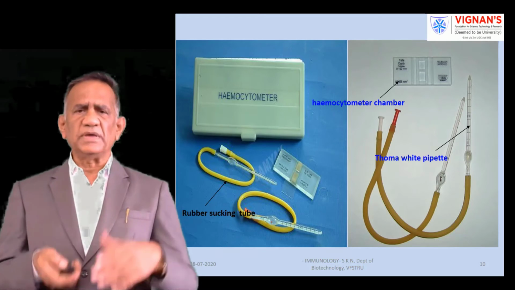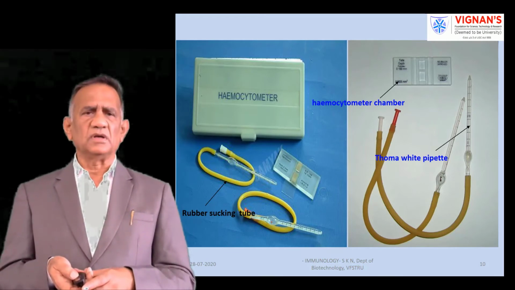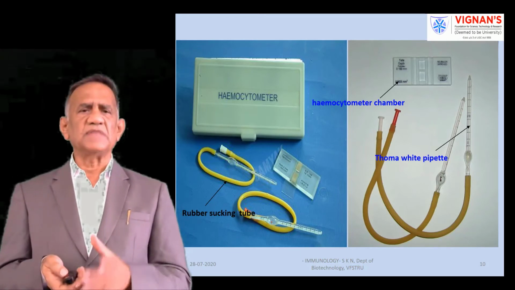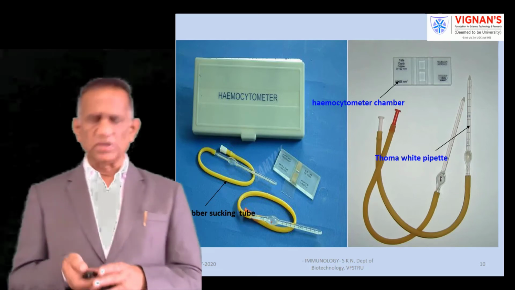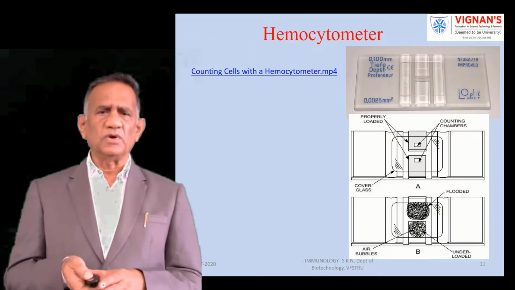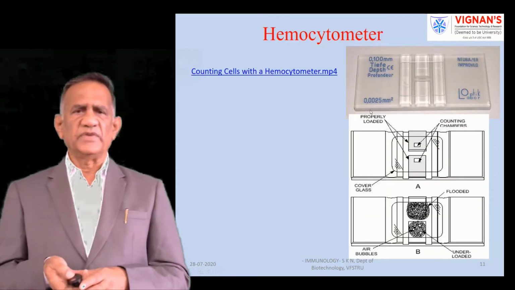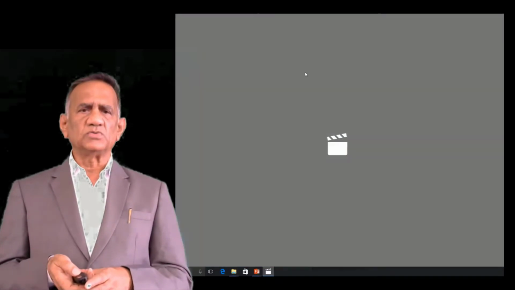So see, we can't simply say the count has increased or decreased just like that. There is a procedure to evaluate the blood cell count. That is through the hemocytometer. So we are going to see the animated video on how to evaluate the hemocyte count.